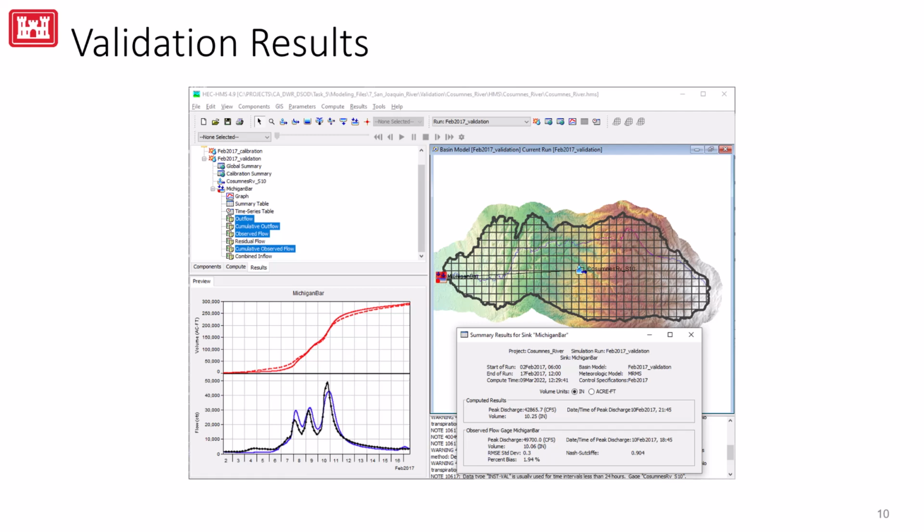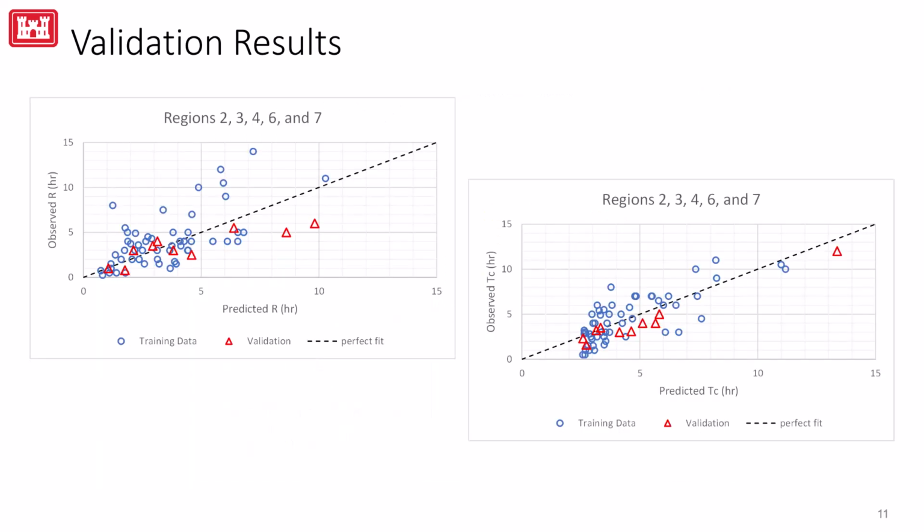Here's an example of the validation process for the Cosumnes River at Michigan Bar. An HMS project was created for this location using GIS data, Clark-Unit hydrograph parameters were estimated using the regression equations, and the precipitation runoff process was simulated for a large event to test how well the regression equations performed. As you can see, the predicted T sub C and R produced very good results at this location. This process was then repeated at the other validation locations.